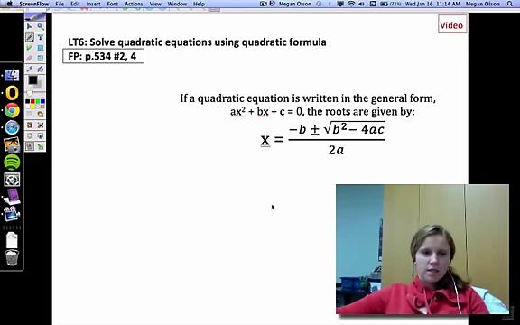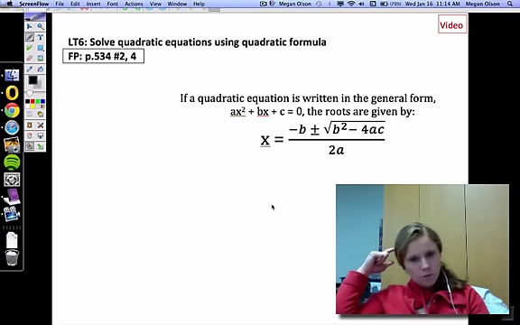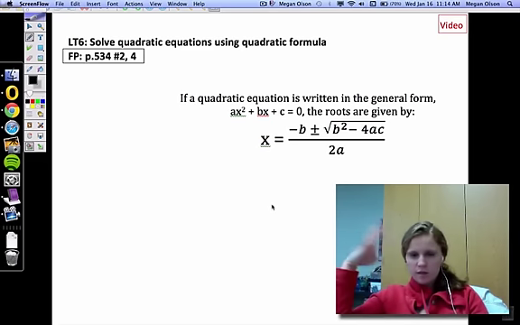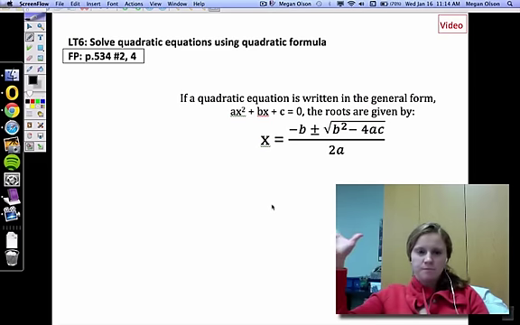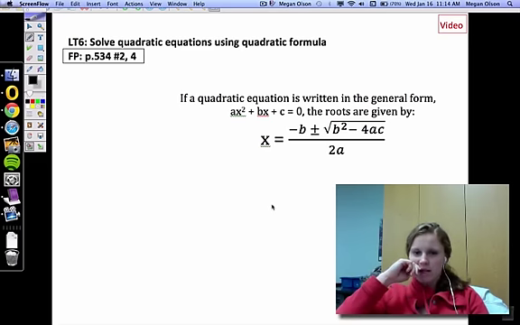All right, this is learning target 6, solving quadratic equations using the quadratic formula. By now we have factored, we have solved algebraically, meaning we add, subtract, take the square root, and this is just going to be a quick and easy way to find the roots of a quadratic.